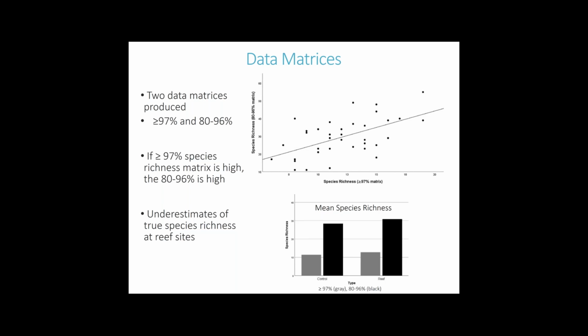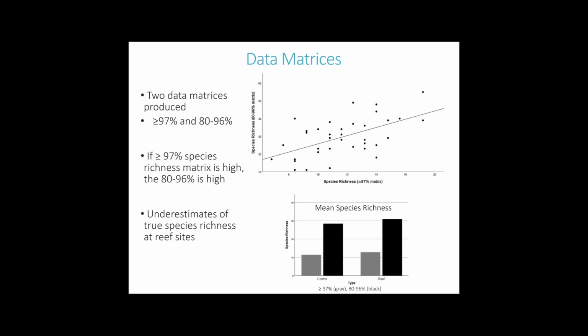But what we saw is that on the bottom graph here, in the gray is the greater than 97% similarity matrix, and the black is the 80 to 96. When we see high numbers in the 97% data matrix, we also see high numbers in the 80 to 96% data matrix. And when I ran a correlation analysis, it's positively correlated. When one is high, the other is high.